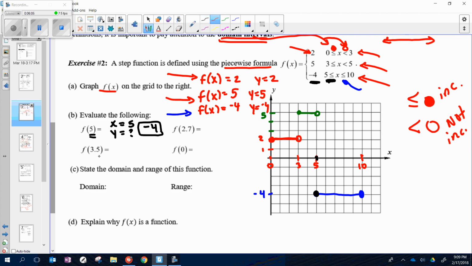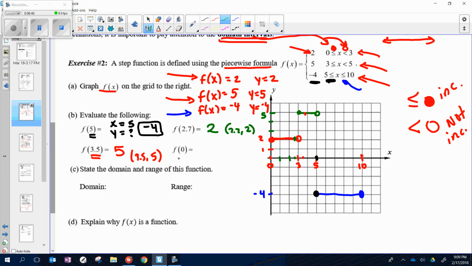Let's look at this one, 3.5. 3.5 would be right here between 3 and 4, and that hits the green piece, so we're up at 5. That's just the point, 3.5, comma 5. Let's look at 2.7. When x is 2.7, 1, 2, 2.7, you'd be right here on this red piece, and your y value would be 2. That's just the point, 2.7, 2.